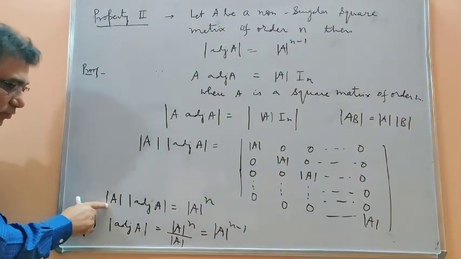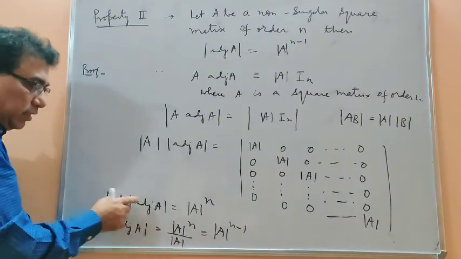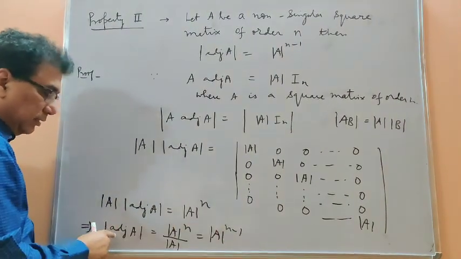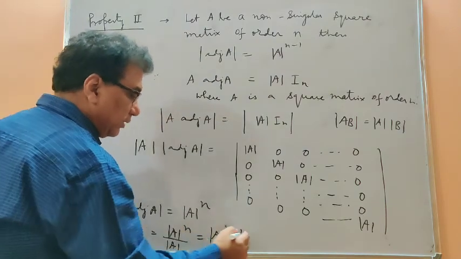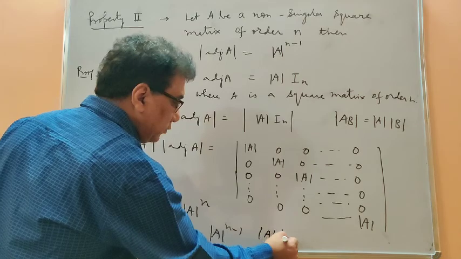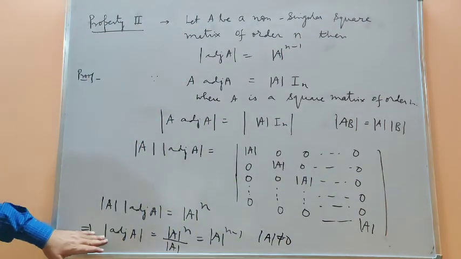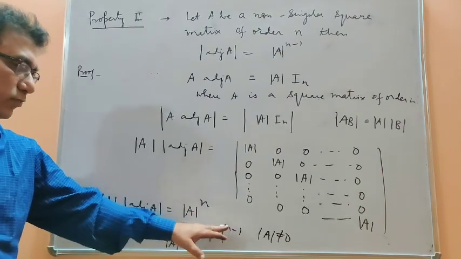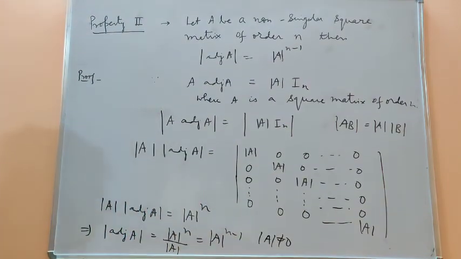Now here also we find one determinant A. Both are real numbers, so they can be divided, and this is the result. But here we have to assume that determinant A should not be equal to 0. So this is the proof: determinant of adjoint A is equal to determinant A to the power n minus 1. And you have to remember this result.